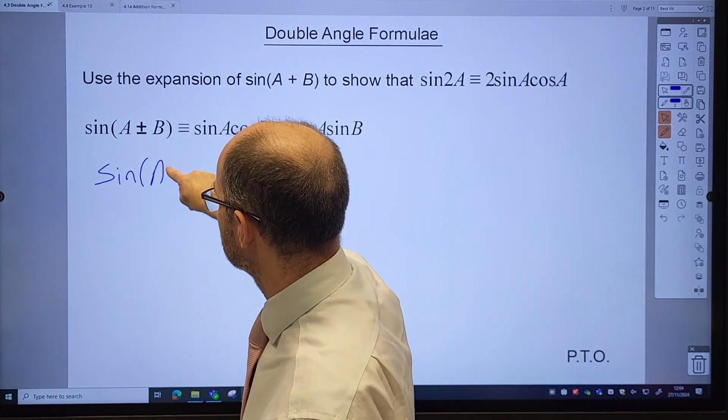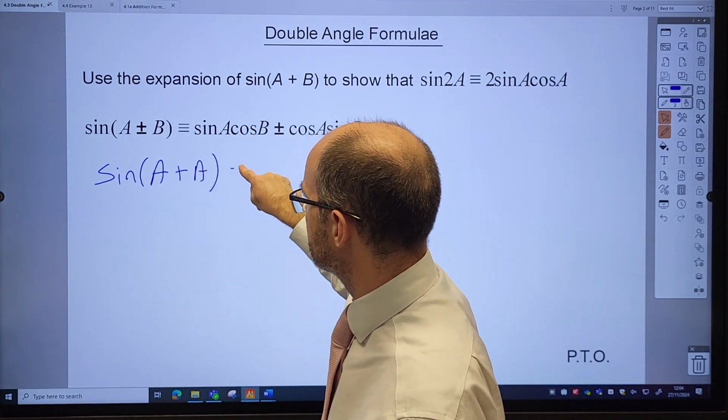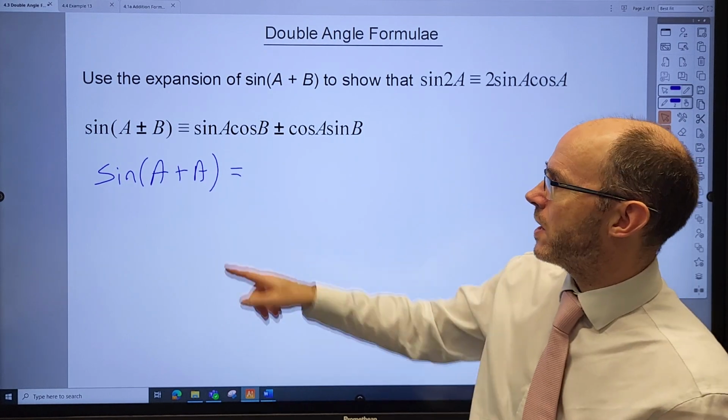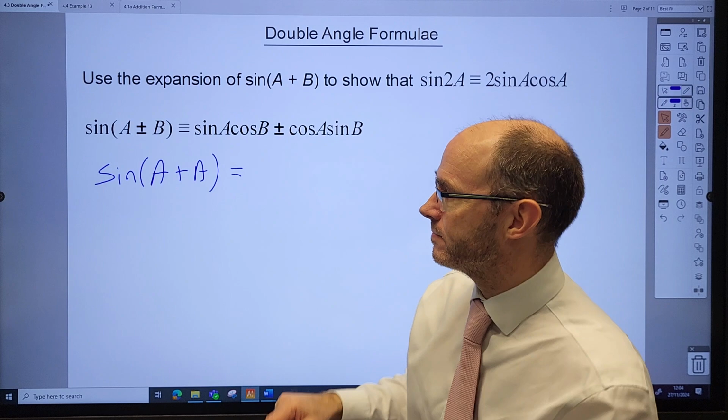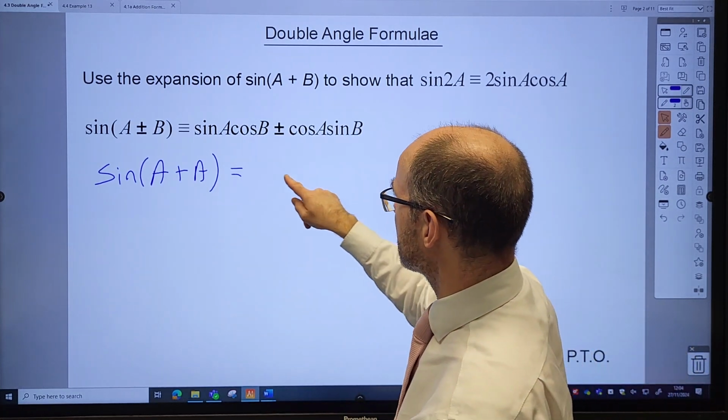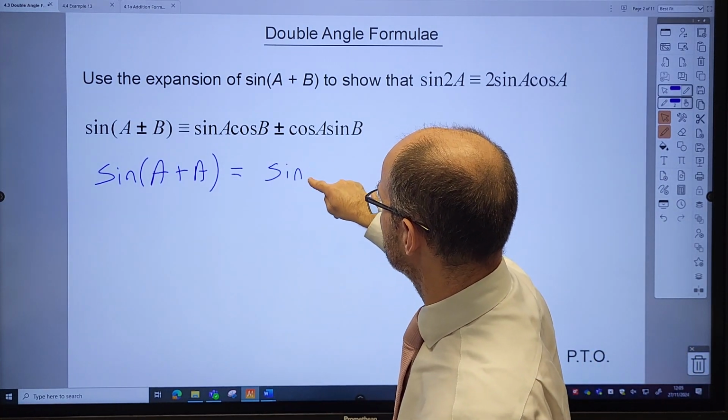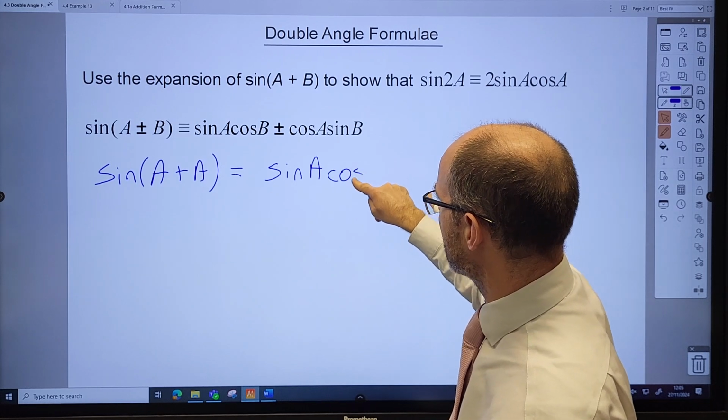Sine A plus A is the same as, okay, I should be using the identity symbol, but I'm not going to, because I just generally don't. Is that something I should do? It is something I should do. But in an A-level syllabus we're allowed to get away with it.